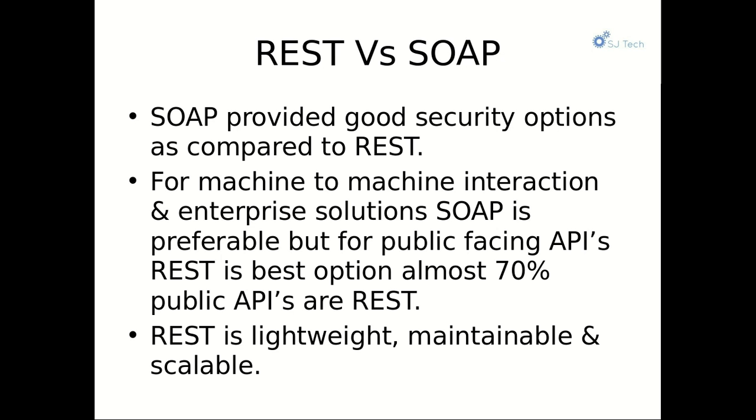But when you require an API which would be a public-facing API, for example Facebook, the Facebook APIs would be consumed by Facebook itself, and we can also write a client, a mobile application, which would invoke these services. That is why almost 70% of public APIs are REST. And as it also exposes JSON that can be used in the request and the response, it makes REST a very lightweight, maintainable and scalable technology.